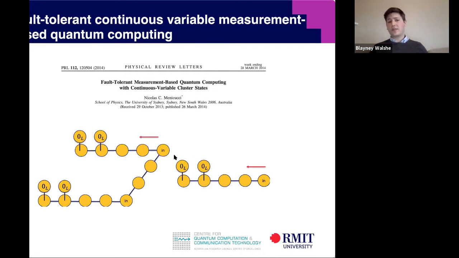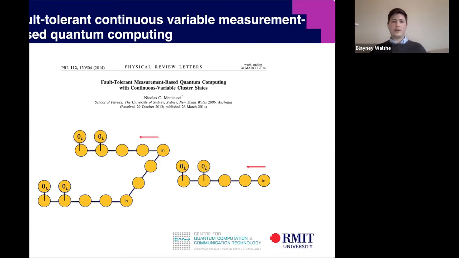So for example, in this paper, for an error rate of 10 to the minus 6, Nick found that you would need to squeeze your cluster state to 20.5 decibels. And so one of the goals of the center, I guess, is to reduce that threshold.